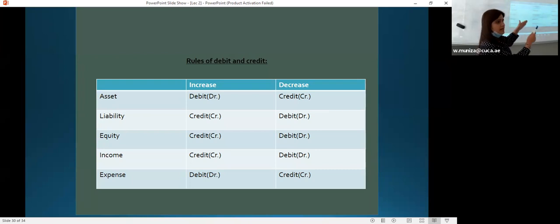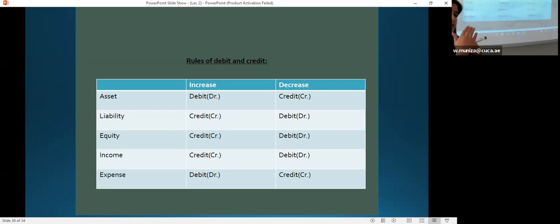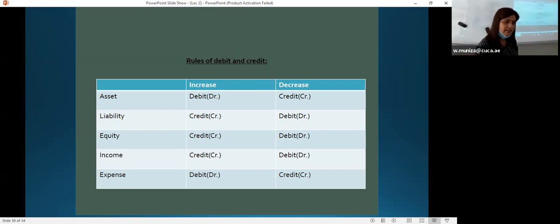We are going to credit the asset when it is decreasing. Whenever an asset is decreasing, we are going to credit it. Say, for example, we have purchased a van and we are giving cash for that purchase. Cash is also an asset. One asset is increasing, but the other asset is decreasing. We are going to credit cash, because decrease in asset is credit.